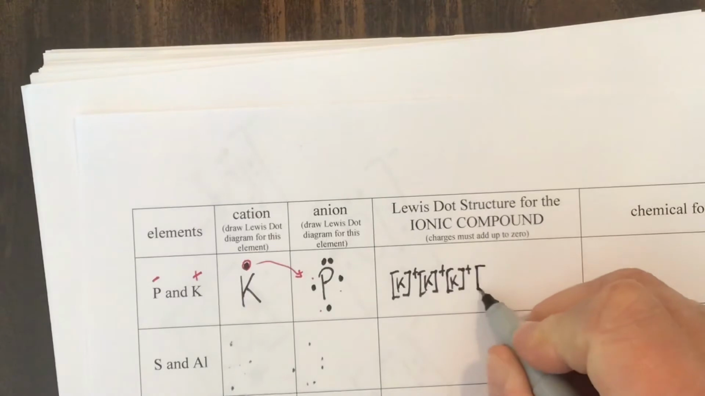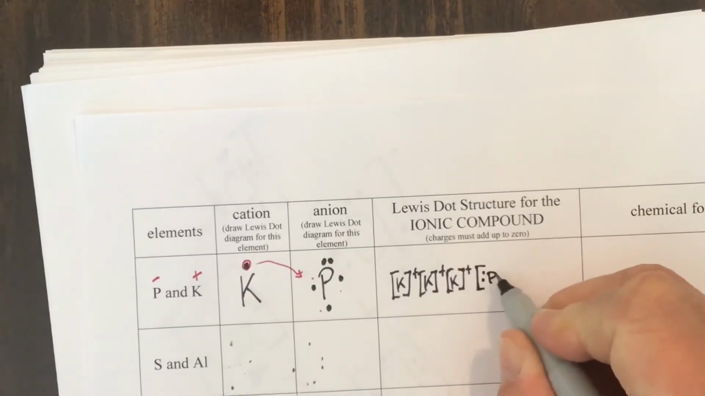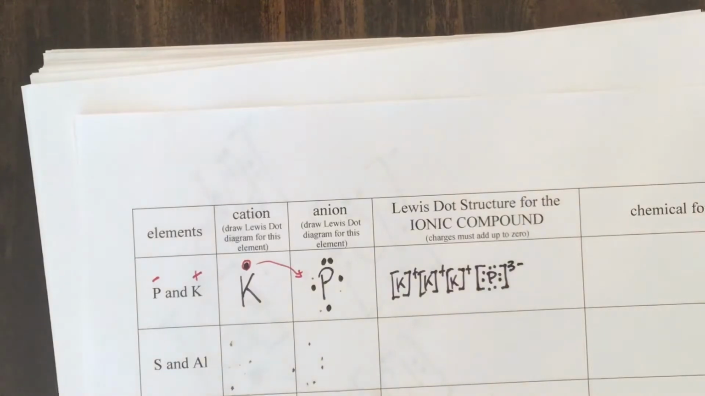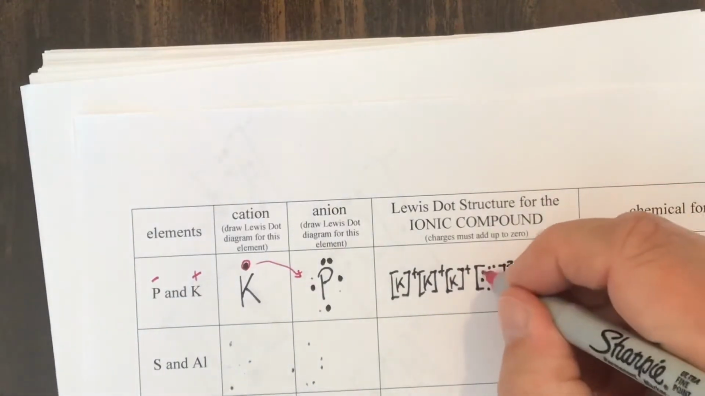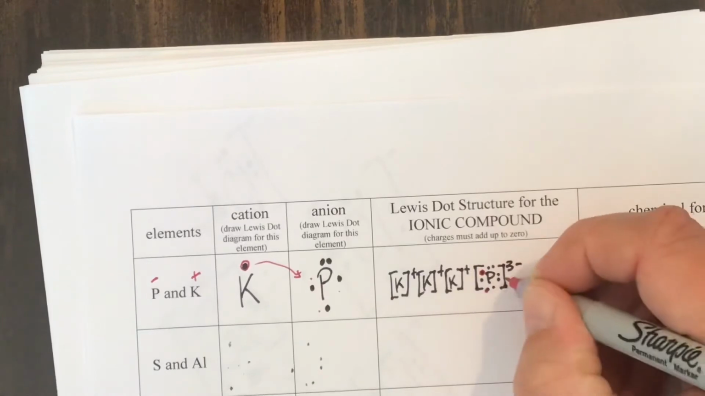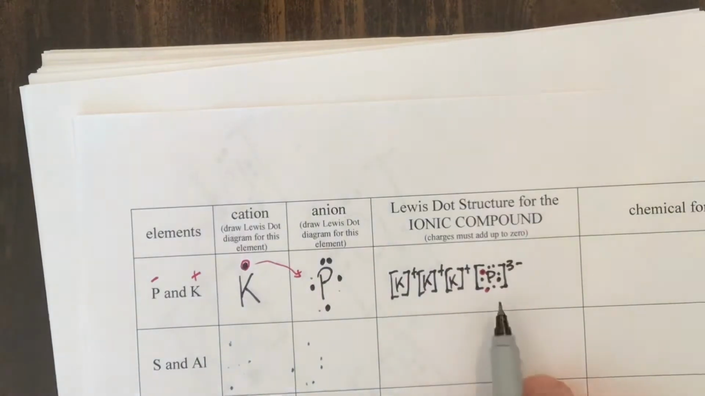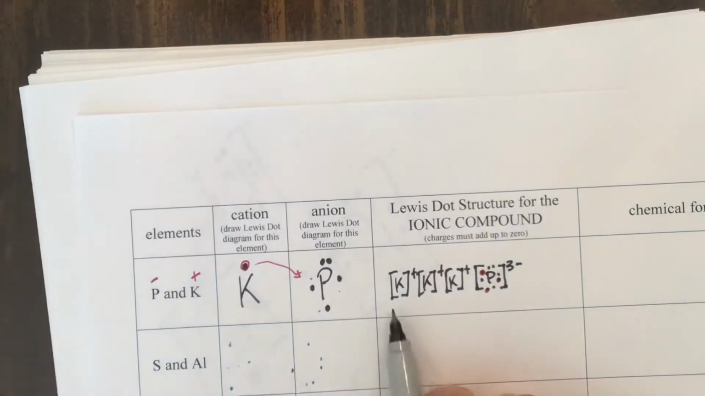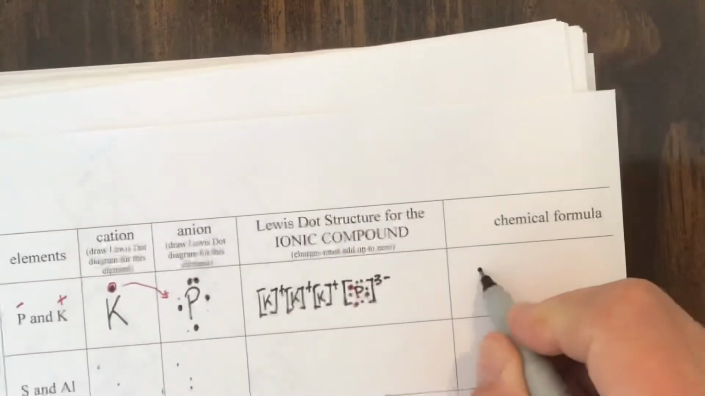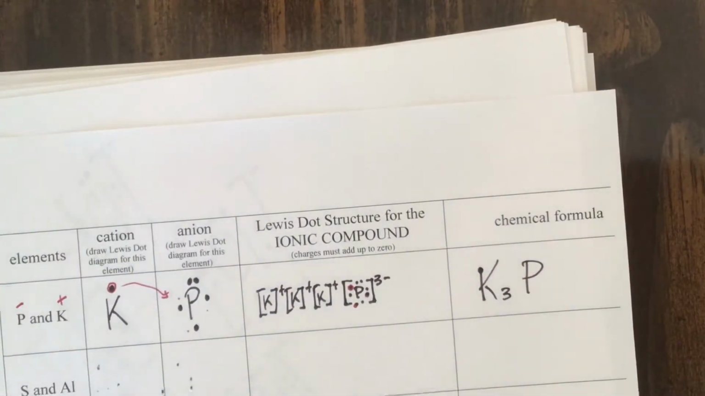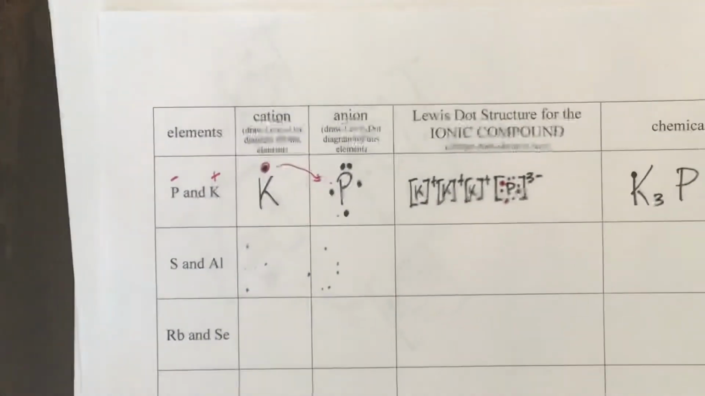And then we have a phosphide. Remember when they become an ion, they change their name to ide. And it's got its full 8 electrons there. It's gained 3 electrons, so it's a -3 now. And so there's a gained electron, and there's a gained electron, and there's a gained electron. Each potassium gave 1 electron to phosphorus. So now we have 3 potassium, 1 phosphorus. So we have the chemical formula of K3P.